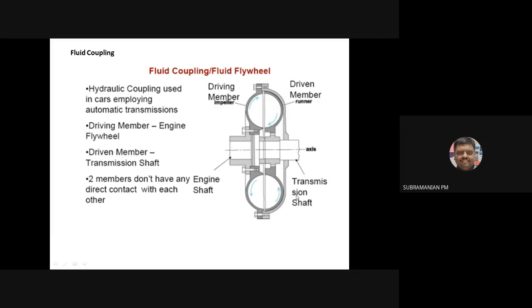You can see fluid coupling in automatic transmission. You may have a fluid coupling. If torque multiplication is not there, you'll be going for a gearbox. And if you're using a torque converter, it will do the work of a gearbox also. So fluid coupling and torque converter find application in automatic transmission. Fluid coupling is also known as fluid flywheel.